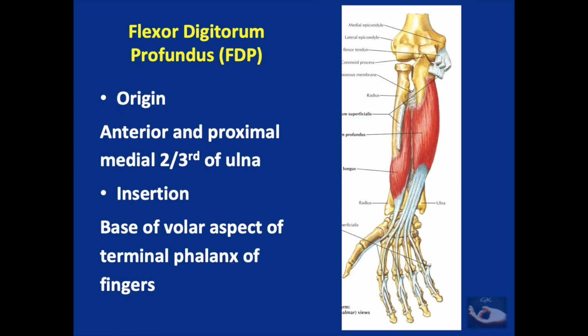The flexor digitorum profundus, or the FDP, originates from the anterior and proximal medial two-thirds of the ulna. The insertion is to the base of the volar aspect of the terminal phalanx of the fingers. The FDP of the index finger has some amount of individual function, but the tendons of the other three FDP, that is the middle, ring and little finger, are interconnected and cannot act individually.